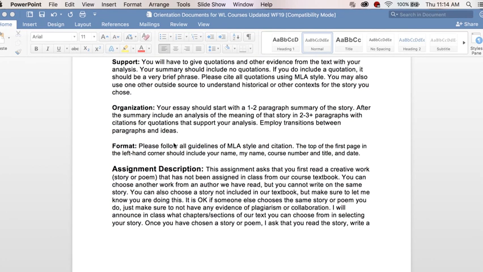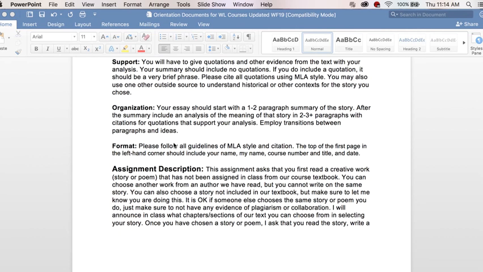Organization, this I talked about: your essay should start with a 1 to 2 paragraph summary of the story. So right away, students followed that really well. They're like, oh yes. And so most were very clear in that 1 to 2 paragraph part for summary. And then of course the analysis. And for that I asked for 2 to 3 plus or more paragraphs. So that was kind of a way to give that measurable objective to the organization. And then format. Here I'm just talking about MLA style and citation, just because it's an academic paper and in literature we use MLA.